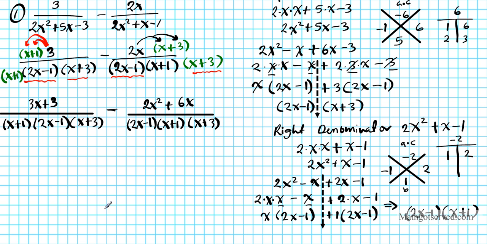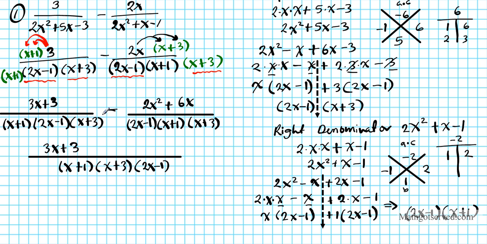Now we have to write both fractions as a combined fraction. So we want to write both of them as a combined fraction. Since both denominators are identical, we can write them as 1 over x plus 1 times x plus 3 times 2x minus 1. All right? And then bring down this 3x plus 1 plus 3, sorry.